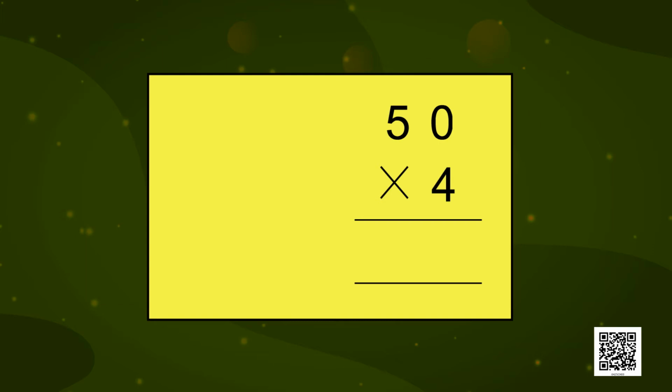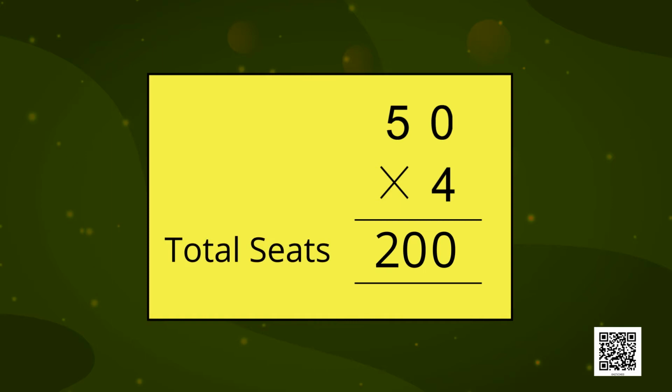4 into 0 is 0. So here we write 0 at the unit place. And 4 5s are 20. So here we write 20. So we get 200. When we added, then also we got the same number, that is 200. So students, did you see it? Repeated addition can be replaced by multiplication.